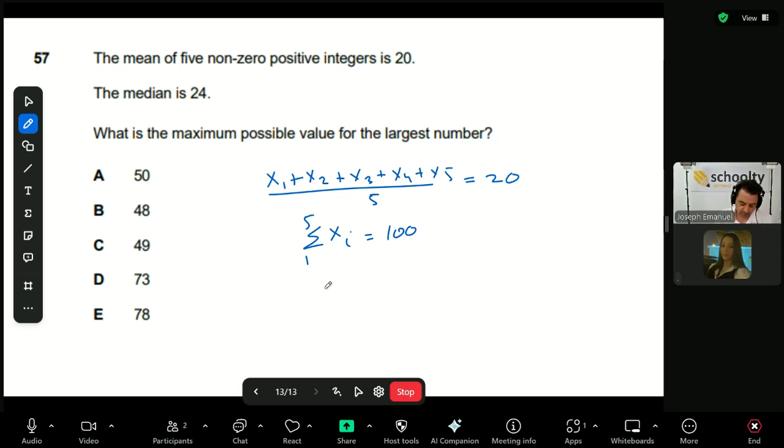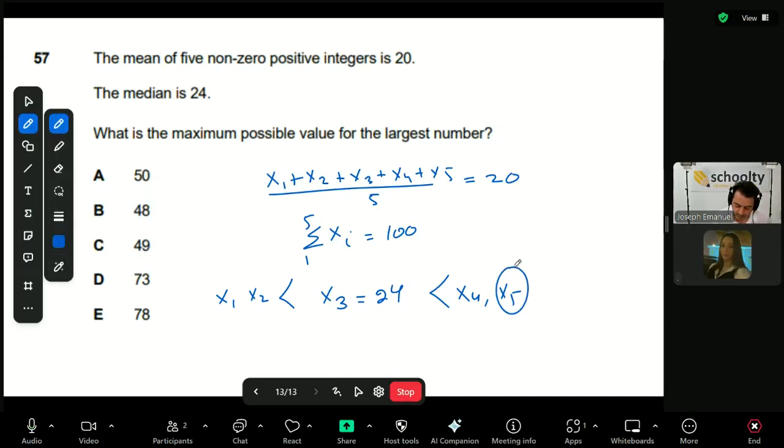The median, which is x3, is 24. Because the median x3 is 24, it means that x4 and x5 are bigger, and x1 and x2 are smaller. So, if you want x5 to be very big, the maximum, you need x1, x2 to be what, and x4 to be what? The minimum.